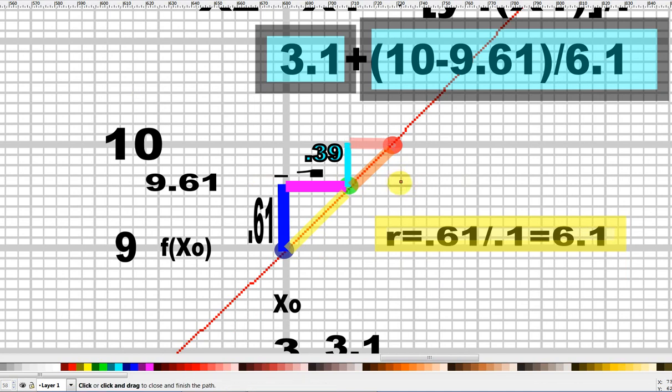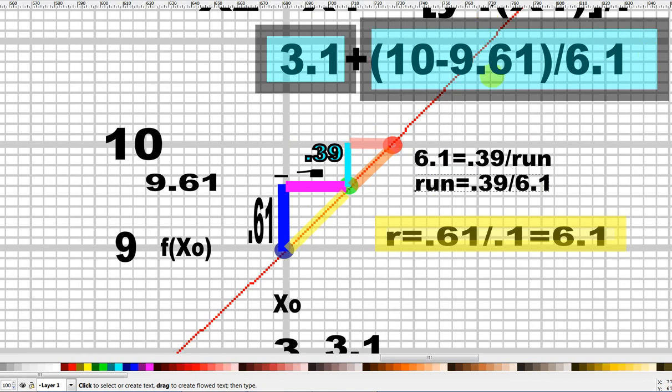Right? So 6.1 equals the rise over the run, and we know the rise is 0.39 over the run, then all this equation here is doing is solving this for run. So the run must be equal to the rise, or 0.39, divided by 6.1. And that's what this is doing, 0.39 divided by 6.1, and that gives us this little pink part right here.